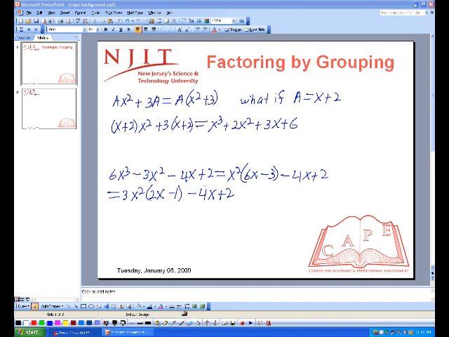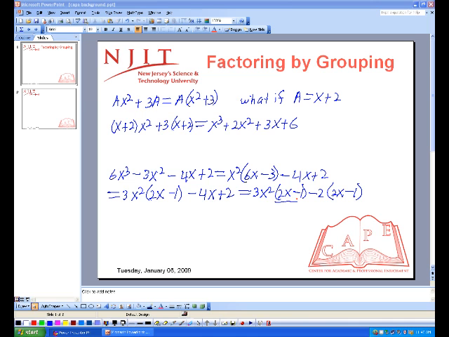Now we need to do something with the negative 4x plus 2. Let's factor out a negative 2. So it's going to equal 3x squared times (2x minus 1) minus 2, the negative 2 that we factored out, times (2x minus 1). Notice negative 2 times a positive 2 is going to be a negative 4, and negative 2 times negative 1 is going to be a positive 2.